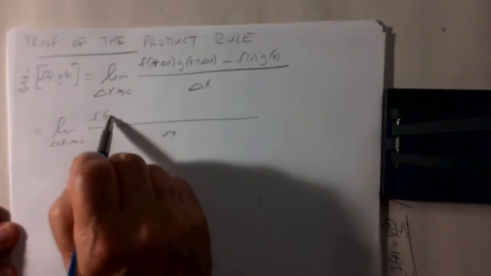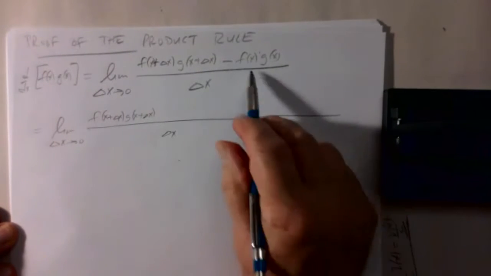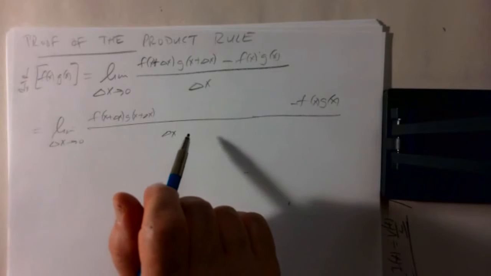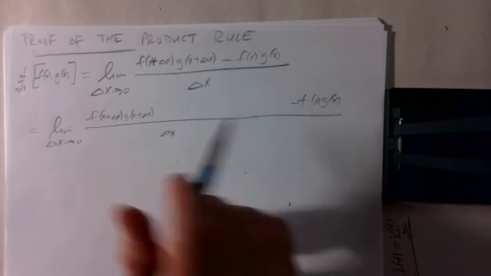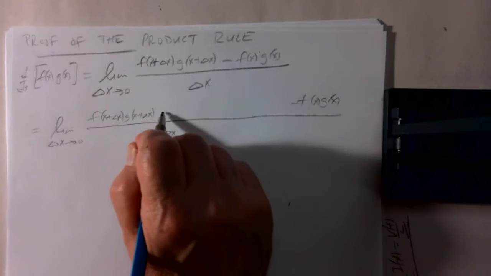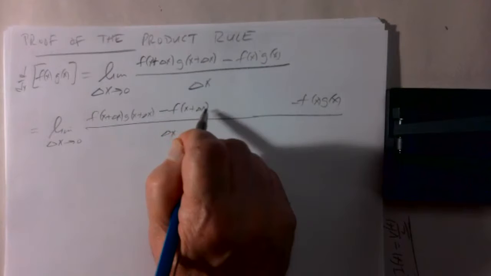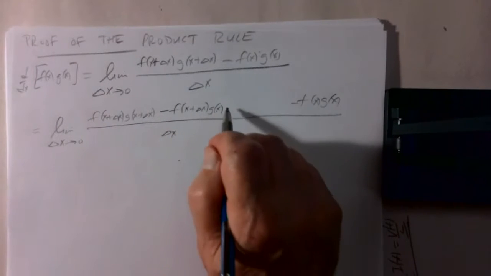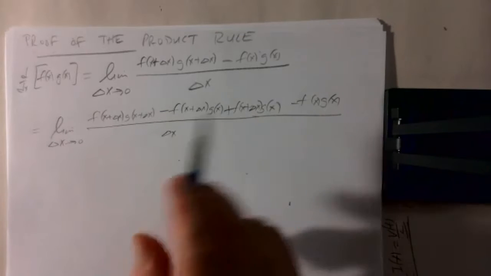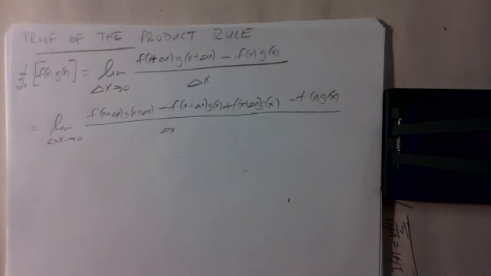I have f of x plus delta x, g of x plus delta x. And I have a minus f of x, g of x. And I left a big space in the middle because I'm going to add 0. Well, you can always add 0. And I'm going to add 0, but in a funny form. It's because I'm going to put in minus f of x plus delta x, g of x, plus f of x plus delta x, g of x. So I added and subtracted the same thing, I've added 0, and you can always add 0.